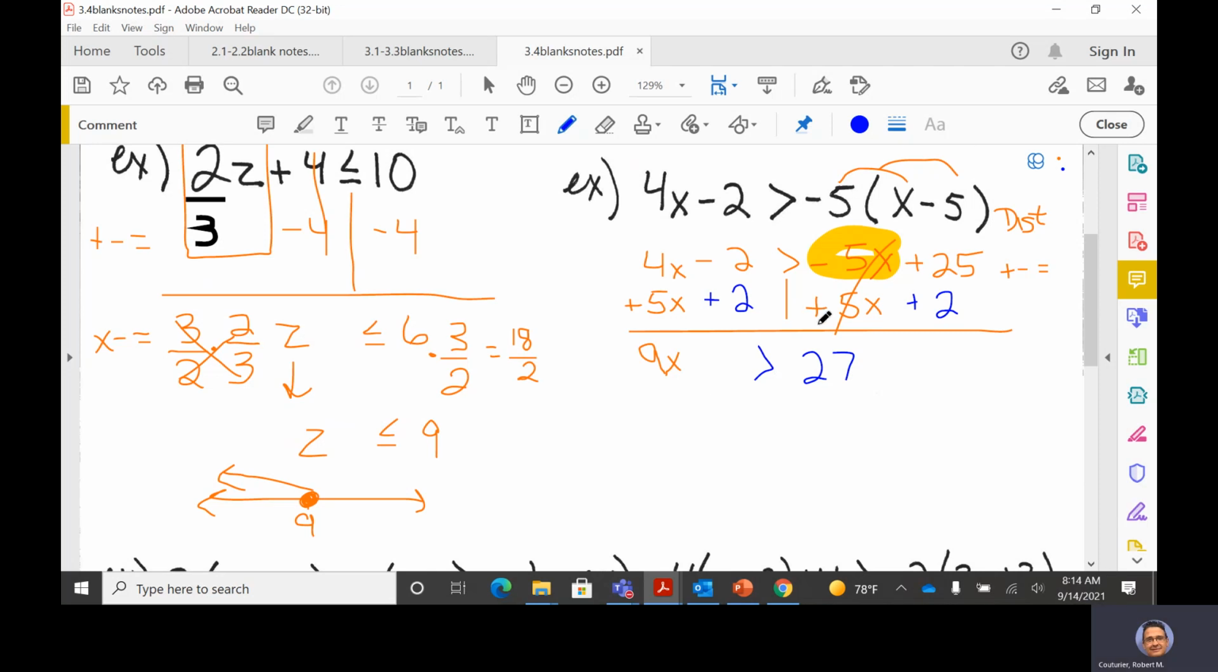Now all I have to do, and notice I did use two different colors so I could show you this is technically two steps going on. Already done three steps to solve this. Now we're going to divide by 9.